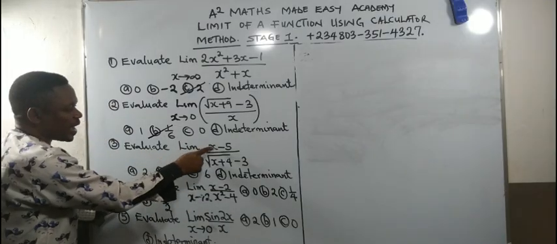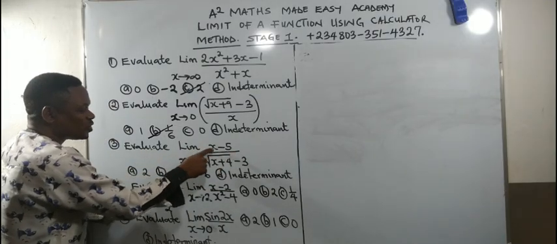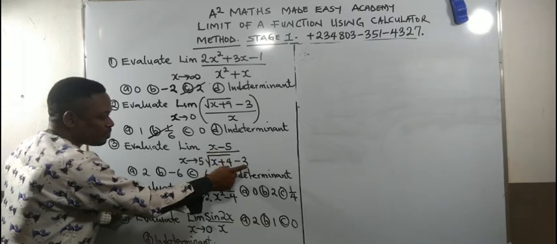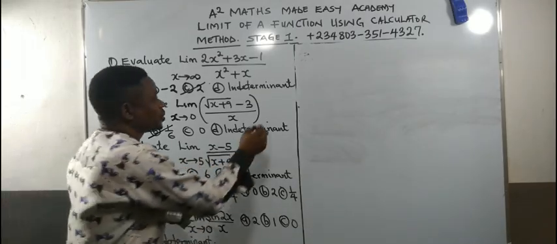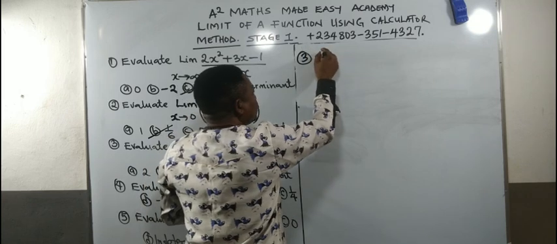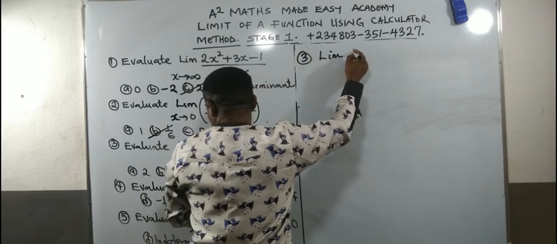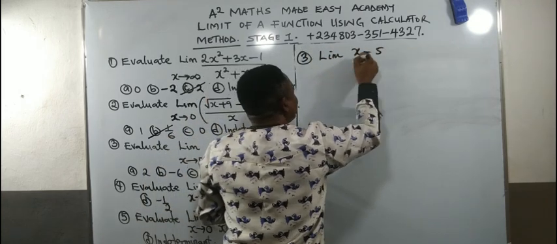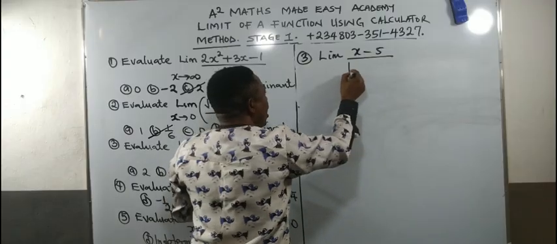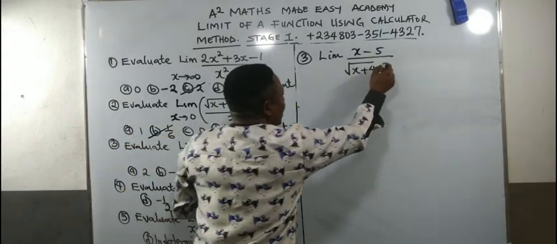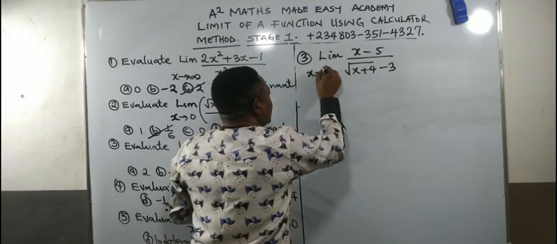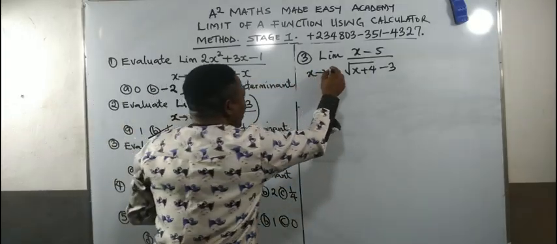Evaluate limit of x minus 5 all over square root of x plus 4, then minus 3, as x approaches toward 5. Can I write the question here? Question number 3. What is the question? Limit of x minus 5, then all over. I have with me square root of x plus 4. Are you with me? Then minus 3, as x approaches 5. Now back to calculator.